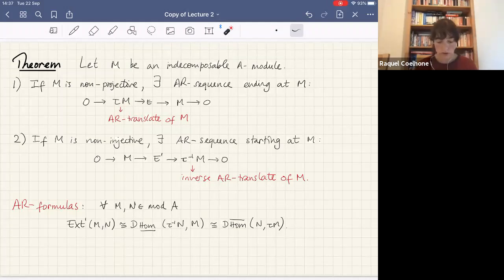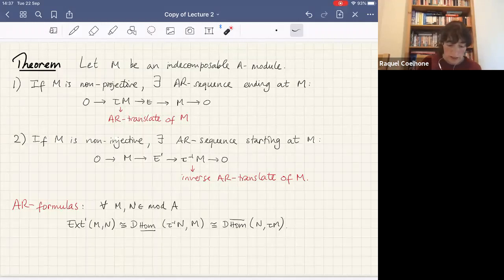Okay, so the Auslander-Reiten translate. And then we have the dual. If it's injective, there is no Auslander-Reiten sequence starting at it. But if it's not injective, there is, and it's unique, as we've seen. And so this end term is the inverse Auslander-Reiten translate of M. So if M is projective, tau M is 0, and if M is injective, then the inverse tau is 0.